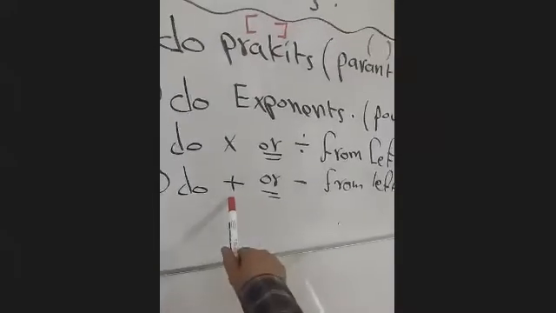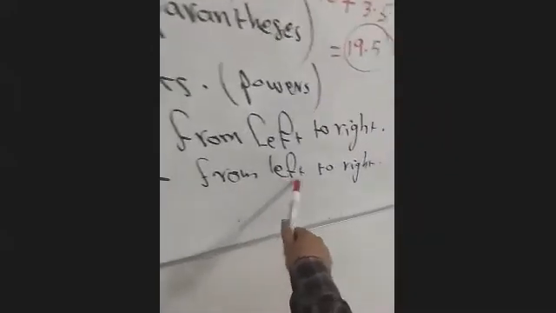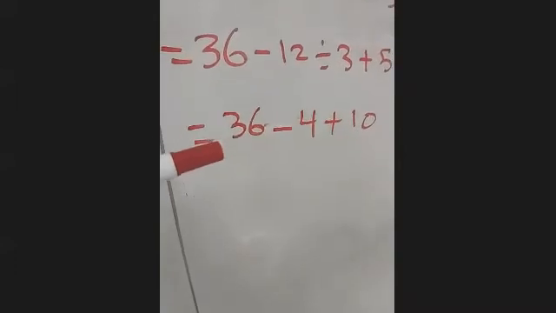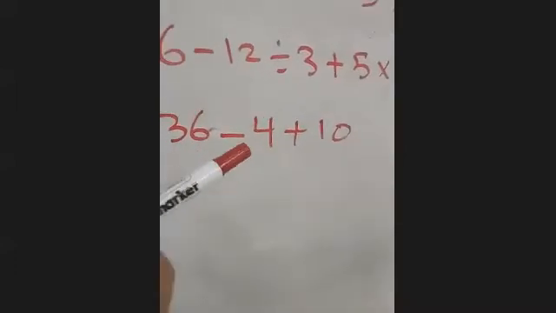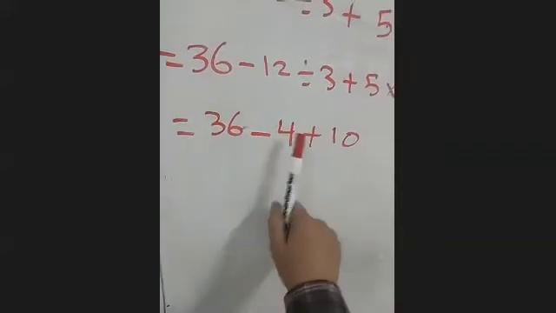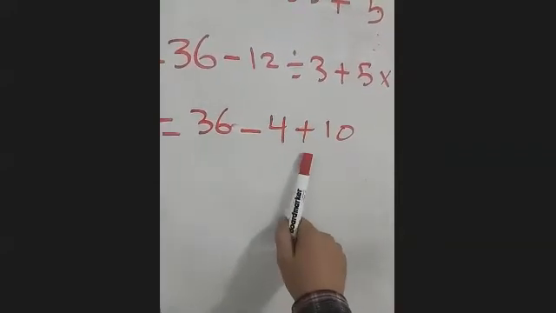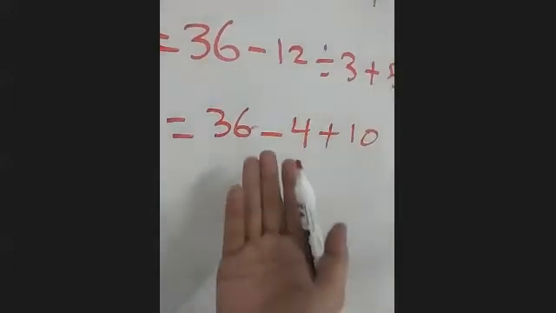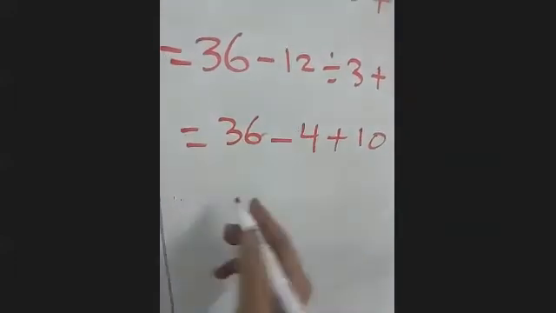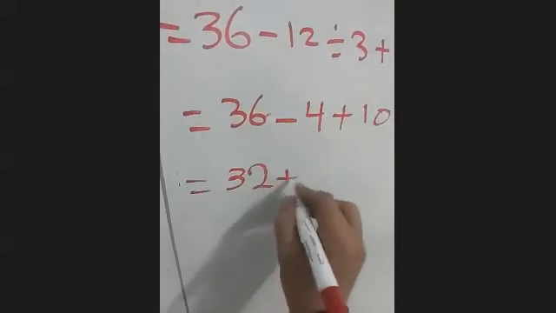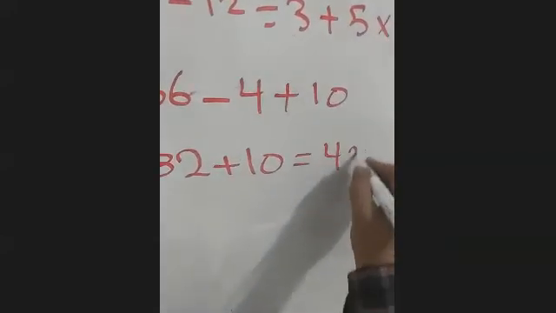Now the last step here, do addition or subtraction from left to right. So I'll go from left to right. If I have add, I will add. If I have subtract, I will subtract. I have subtract first, then I add. So I will do subtraction at the first, then I will do addition. Do not do addition, then subtraction. No, from left to right. What comes first? The subtraction, so you subtract first. So this is equal. 36 minus 4 is 32. Plus 10 at the end, 42.